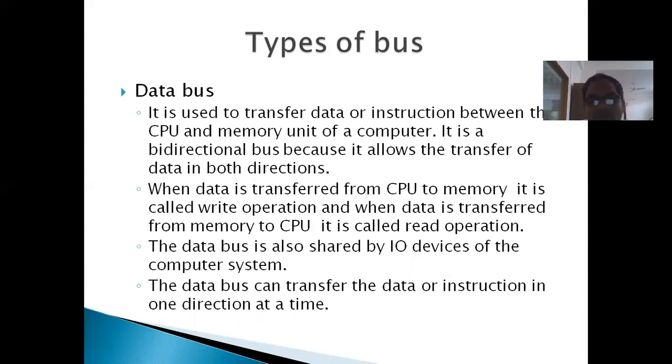There are 2 types of operations: read operations and write operations. When the data is transferred from CPU to memory, it is called write operation. We are writing to the memory. And when data is transferred from memory to CPU, it is called a read operation. We are reading this. The data bus is also shared by I/O devices of the computer system. The data bus can transfer the data or instruction in one direction at a time.